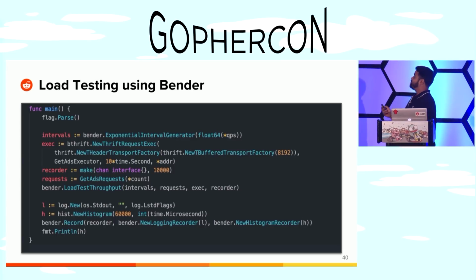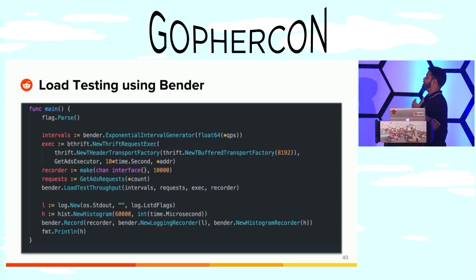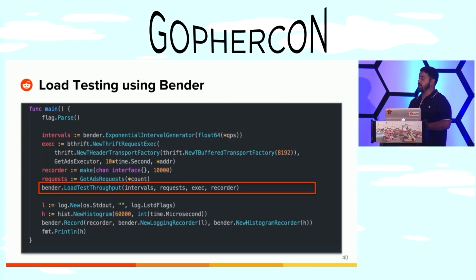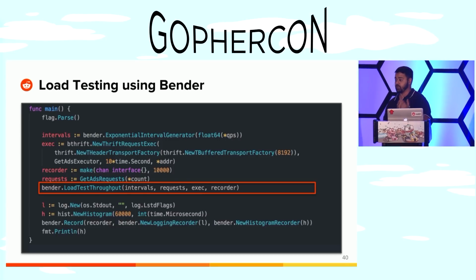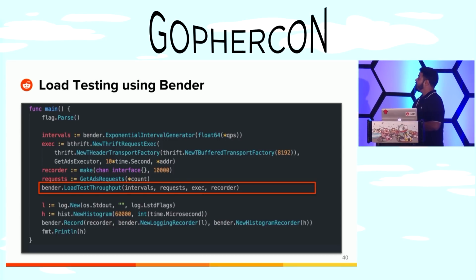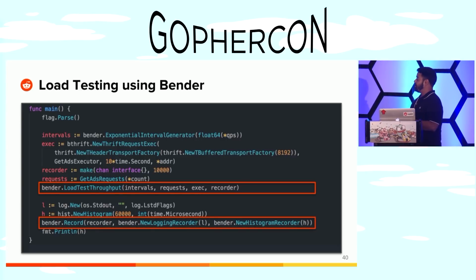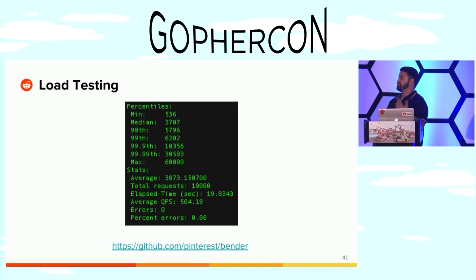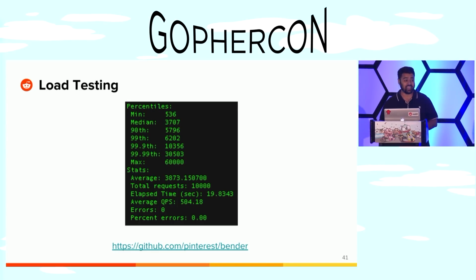And here in this example, you do some setup, create some request, and call bender.LoadTestThroughput. This will test the throughput. You can specify how much you want. Bender claims to scale as much as about 7,000 requests per second from one machine. And then you can also record it, and then you print it, and it looks something like this. So you can see the timing information, how long things are taking, how many errors are happening.